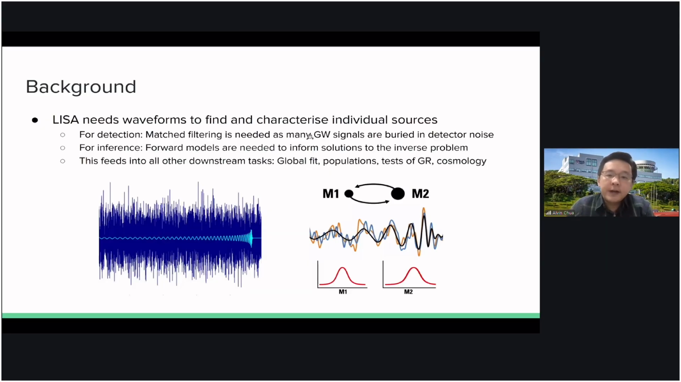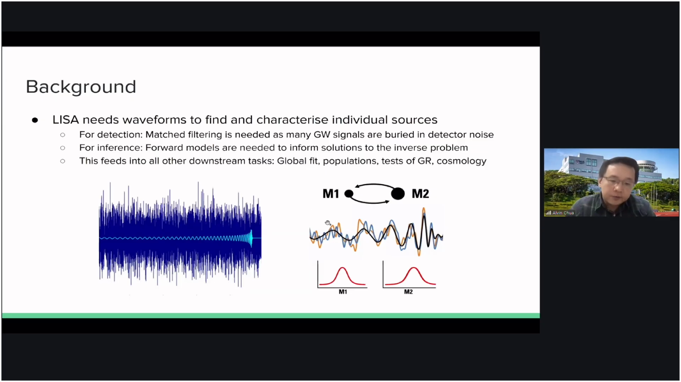When I say find, I'm referring to the procedure of detection, where the data is basically compared against many waveform templates using match filtering. This technique of match filtering is required because many gravitational wave signals are actually buried deep beneath the detected noise, as depicted in the left figure over here. And match filtering then allows us to build up confidence that the signal is actually present.